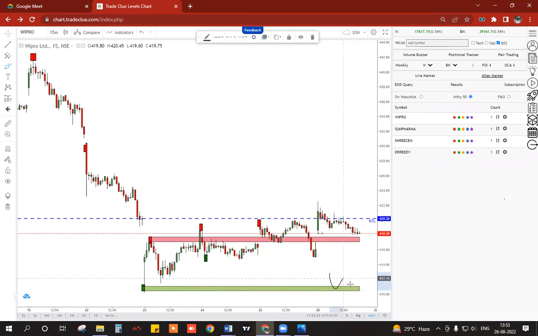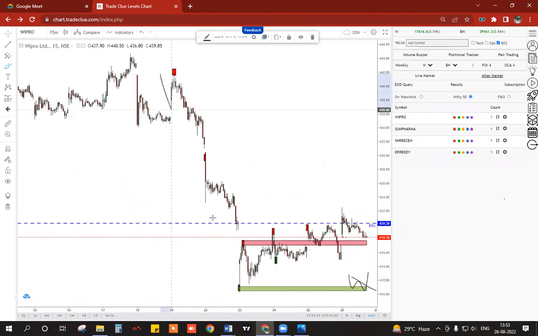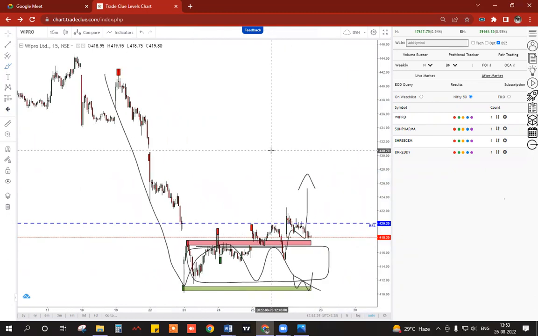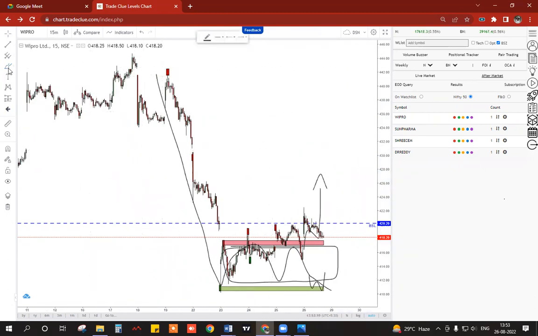I want my structure to form near the green band zone. So for those guys who are taking positional trades, you can trade such stocks when the stock remains 2 or 3 days sideways over the green band, and then you can plan for a breakout structure as such. So you can take such trades for positional.